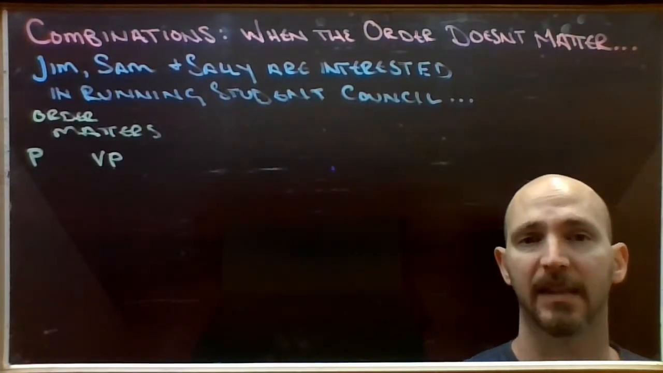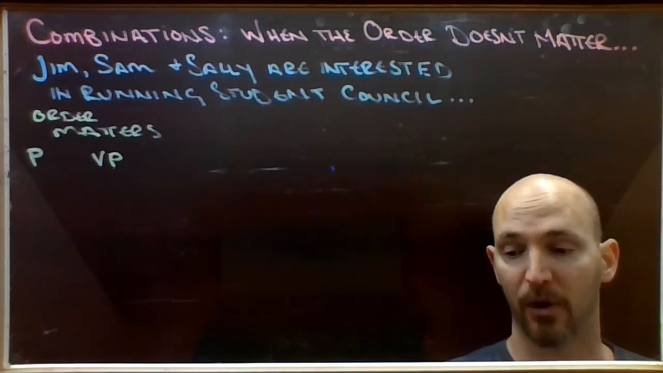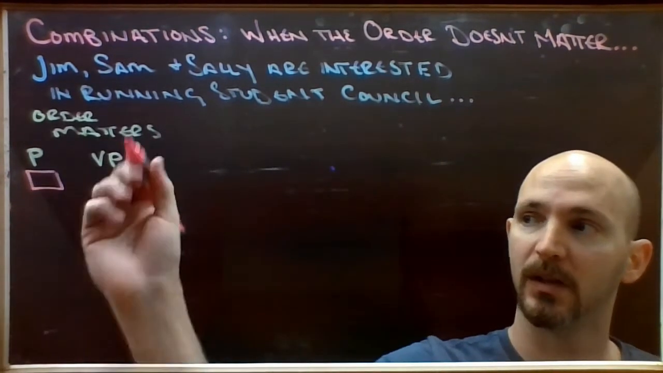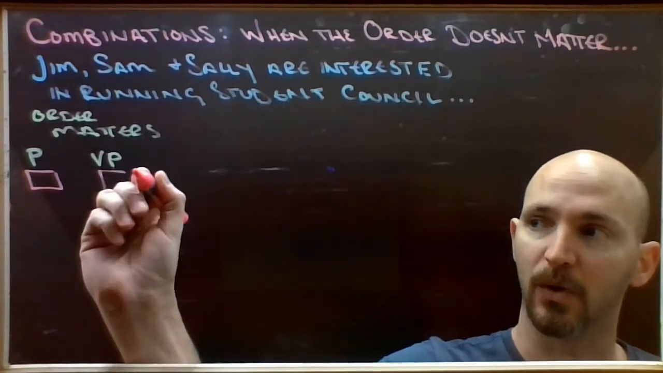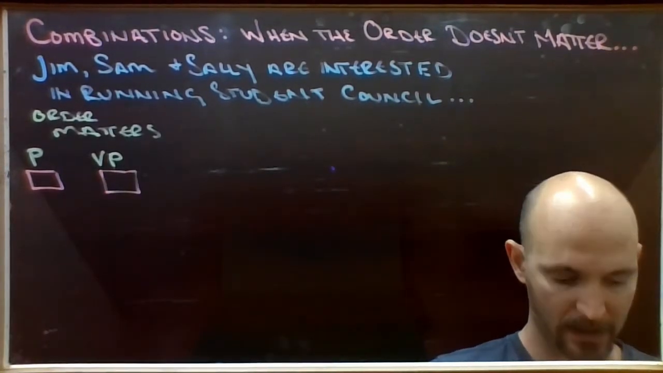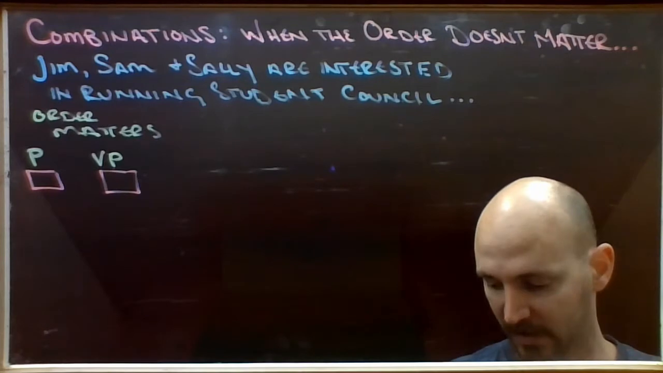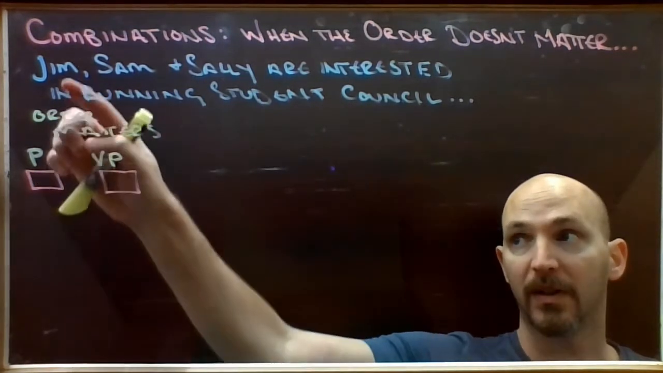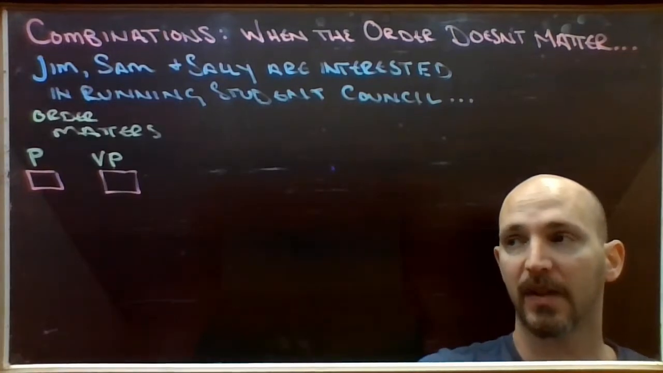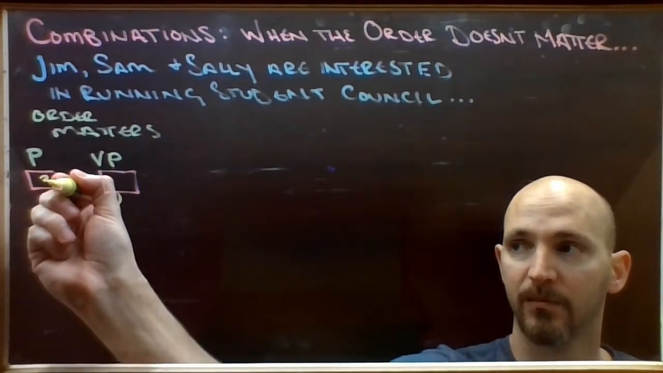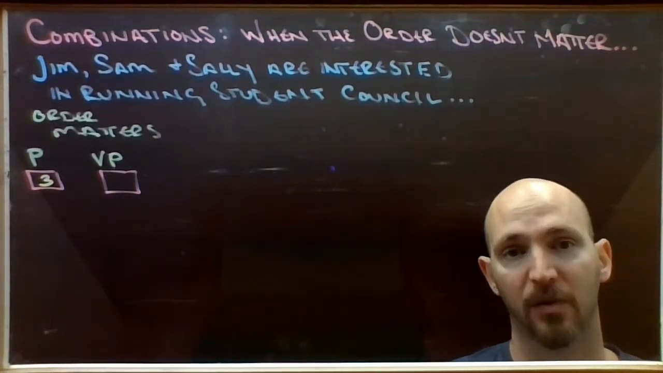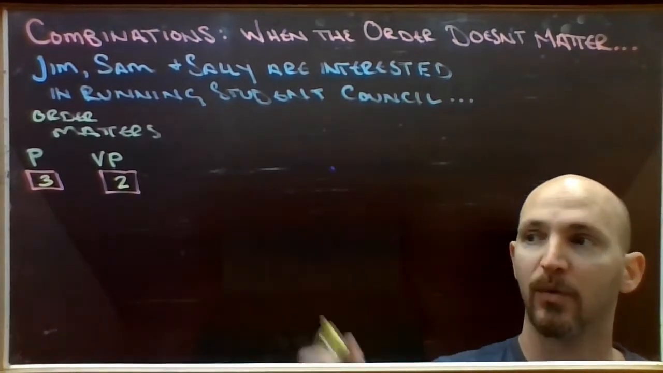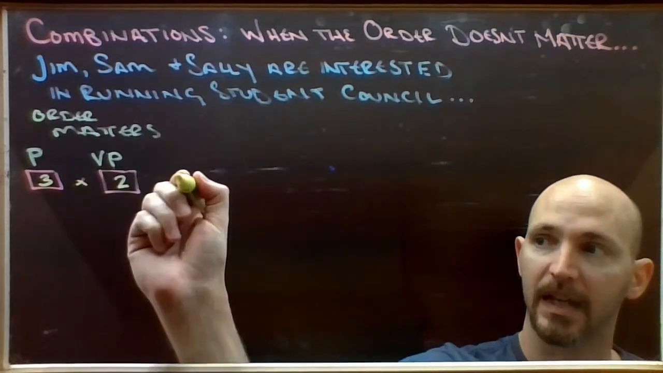So if we were to set this up like we did in the last video with permutations, I'd need a box for this particular role and a box for this particular role. And if there are only two positions, we'd ask ourselves, how many choices do I have for president? Well, there are three people here, so that's three choices for this one. And once you select your president, there are only two people left for vice president, which gives you a total of 6.